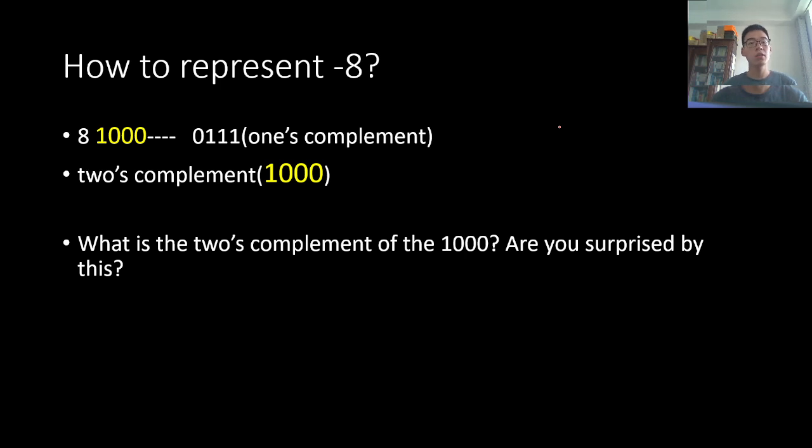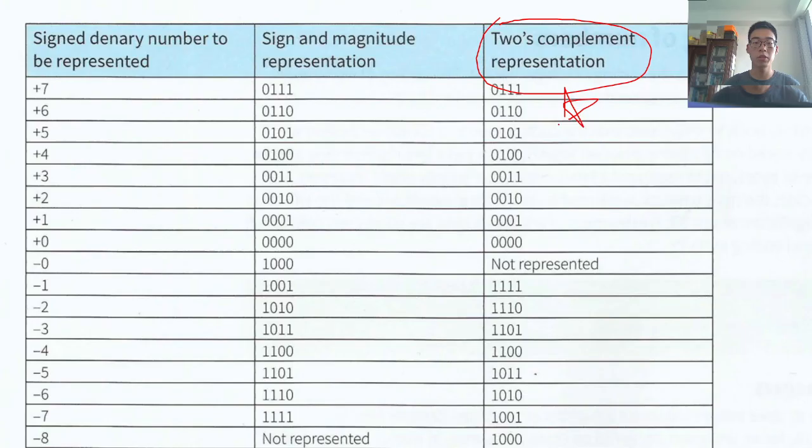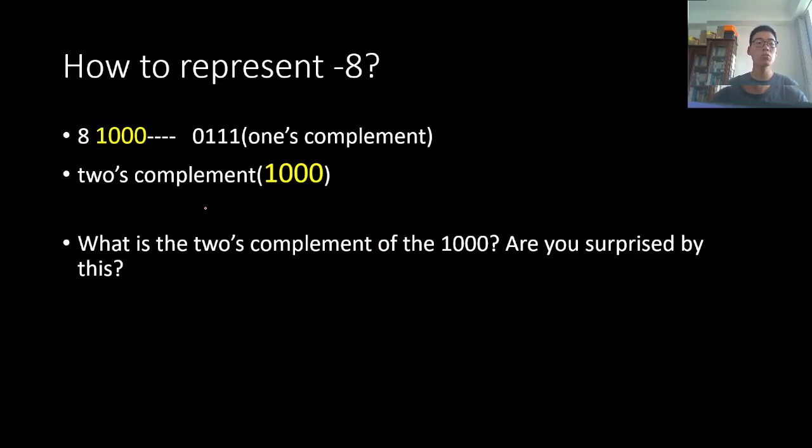So there is an interesting question. From the previous table, we can only represent down to minus 7 in sign and magnitude representation, which is 1111. However, with 2's complement representation, we can represent one more negative value. So here is 1000. How do we do this? Suppose we have the number 8, which is 1000. Then we flip it around, which is 0111, and then we plus 1 as well, and we get 1000.